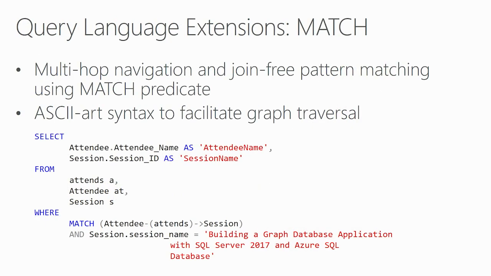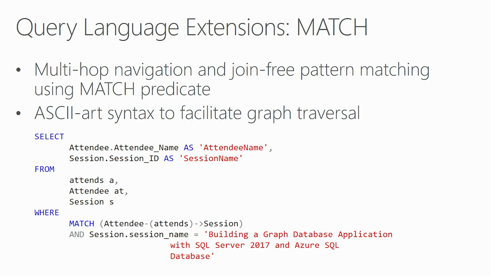Let's talk about the query language extensions. We have introduced a new MATCH predicate, or built-in, with SQL Server 2017, and this will allow you to write your graph traversals or pattern matching queries. This supports ASCII art style syntax for graph traversals. If you look at the example here and at the MATCH predicate, we are trying to find all the attendees who have attended this particular session that we filter on later in the query. We go from attendee node to the session node via the attends edge.